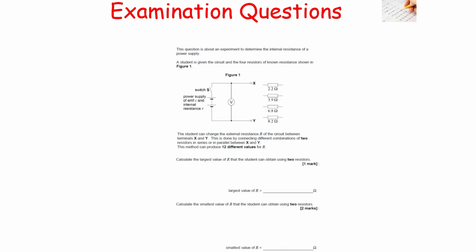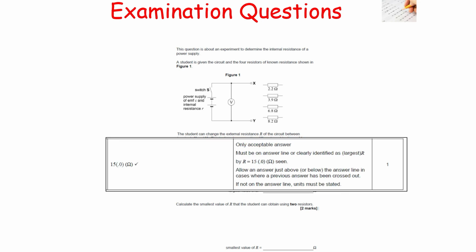Right, this question is relevant because you need to know the circuit laws, and that is when you add resistors in series the value goes up, but when you add resistors in parallel it goes down, because 1 over RT equals 1 over R1 plus 1 over R2. So to find the largest resistance from 2 resistors, you add the 2 biggest ones. You can see in series you just add the 2 values and you get 15 ohms.